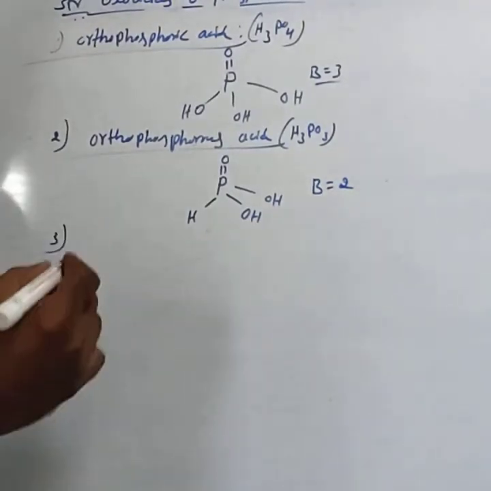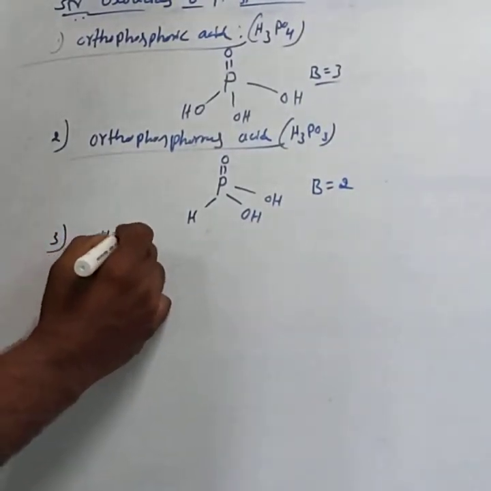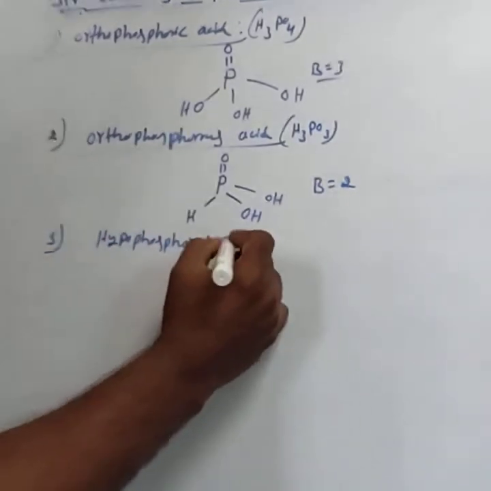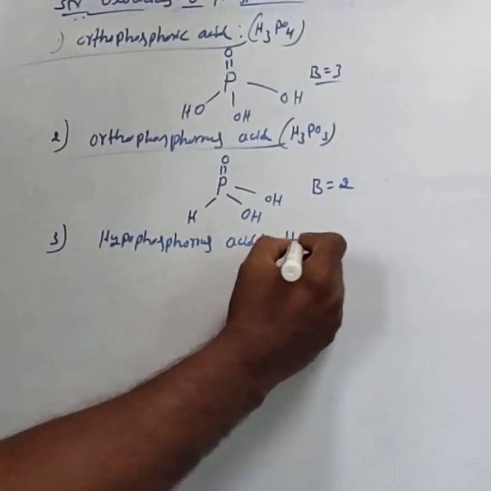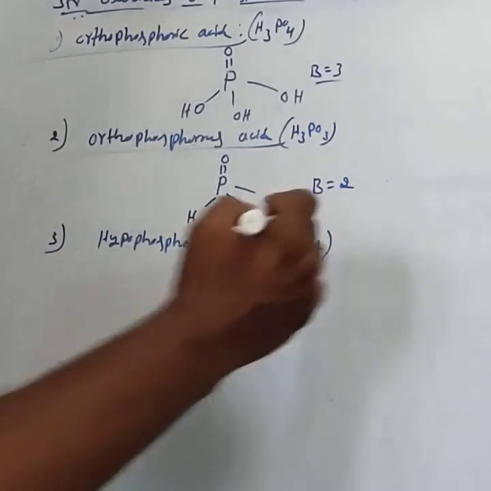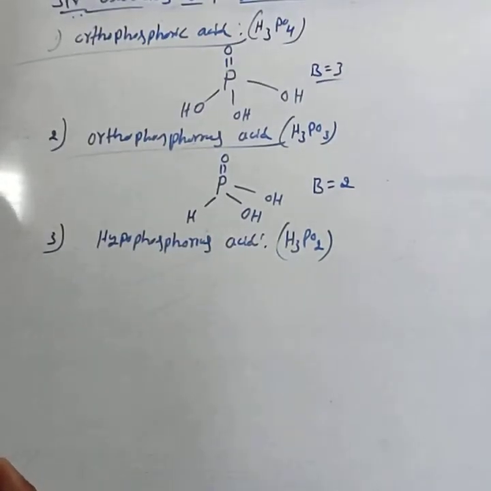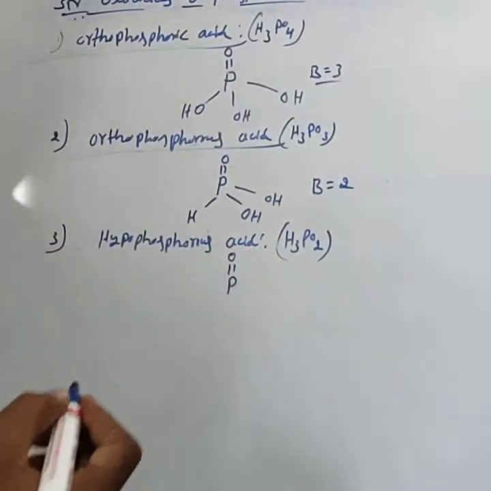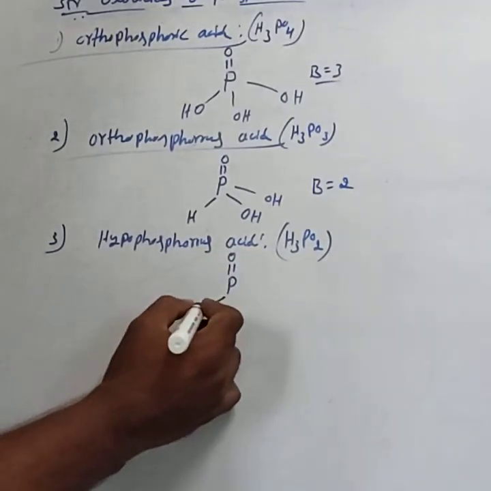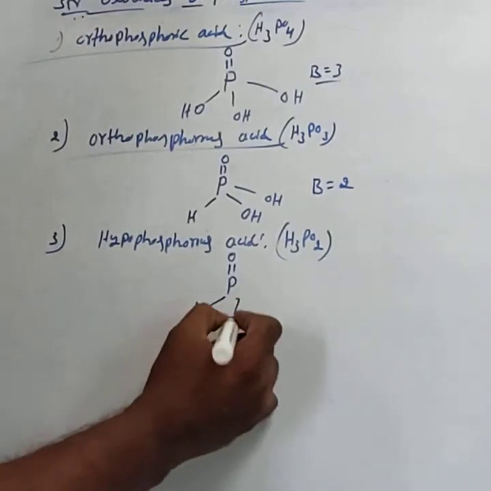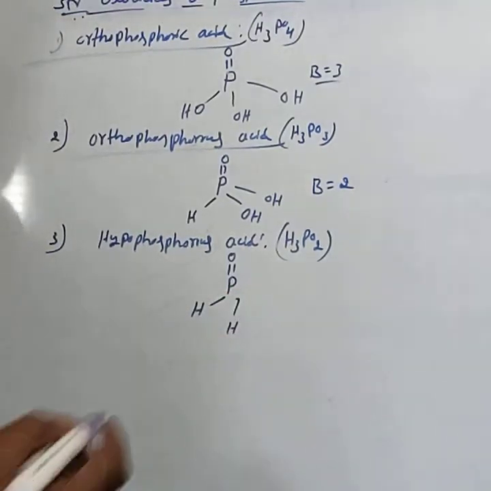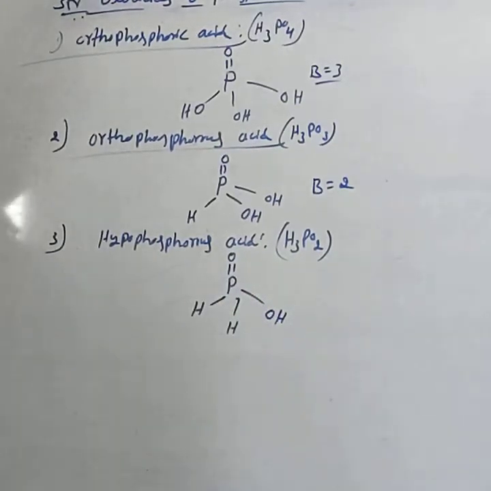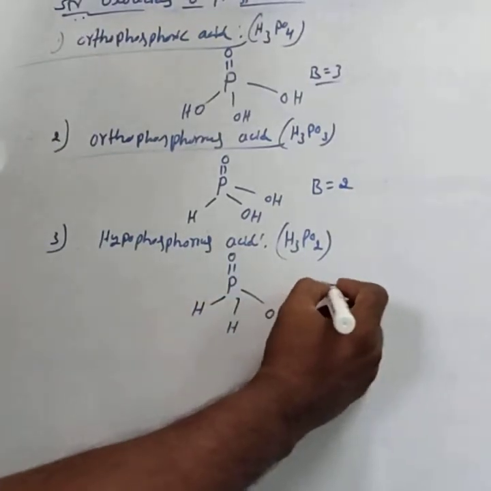Then one more is hypophosphorus acid. Formula is H3PO2. Structure is, it has 1 P=O bond, 2 P-H bonds, and 1 P-OH bond. Then the basicity value is 1.